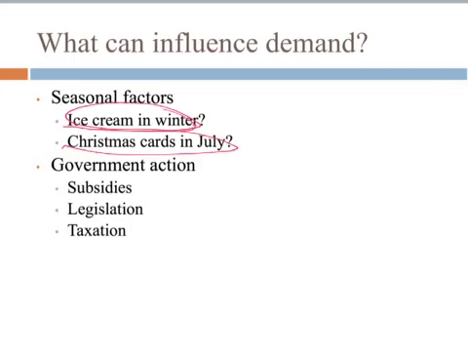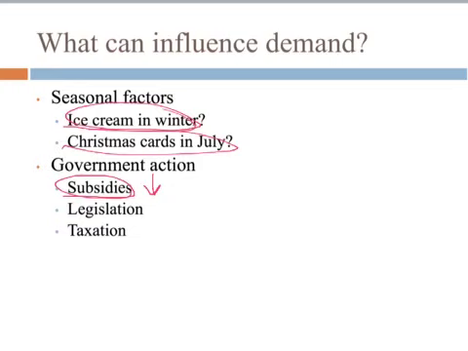Government as well can influence the demand for a product. So in order to encourage demand, the government can subsidise a product to reduce its price. For instance, at the moment, electric cars have subsidies. So subsidies are a way of reducing the price. If you buy an electric car, you get a subsidy of around about £5,000, I think it is at the moment, from the government, so you're more inclined to buy it.